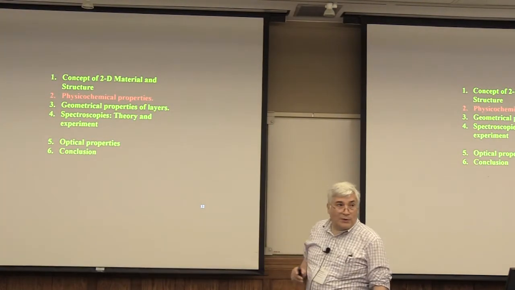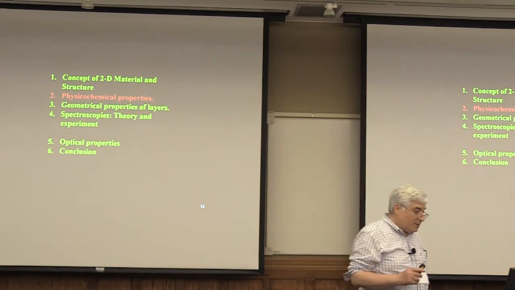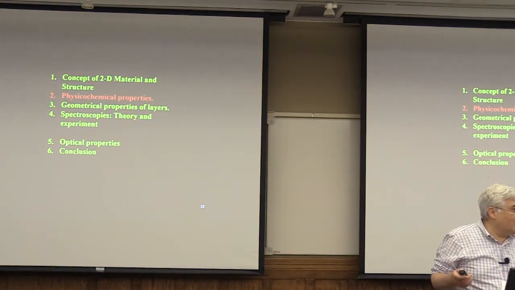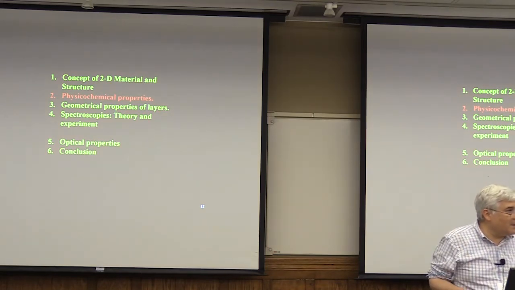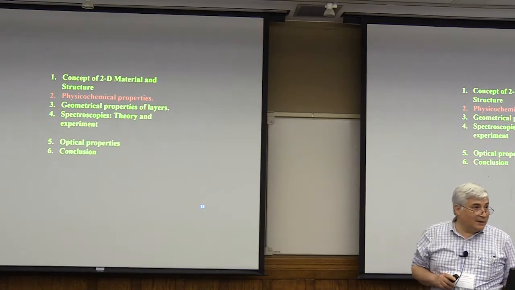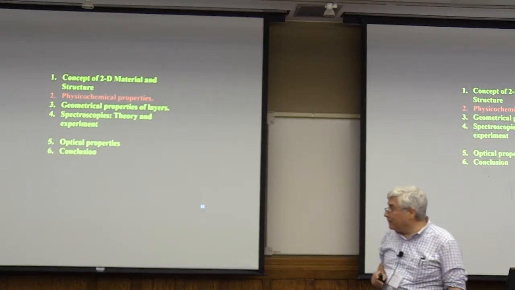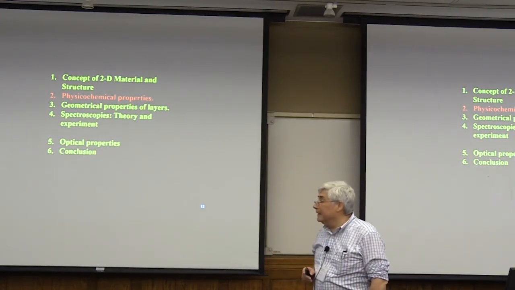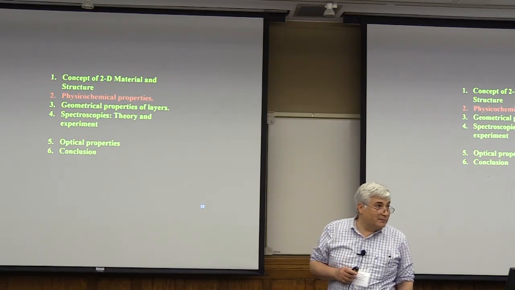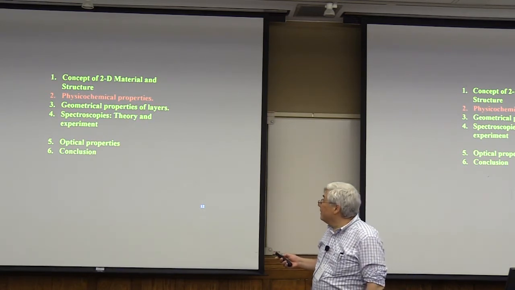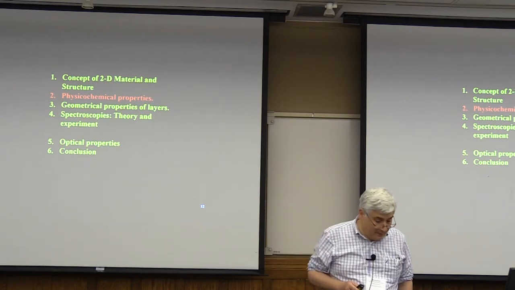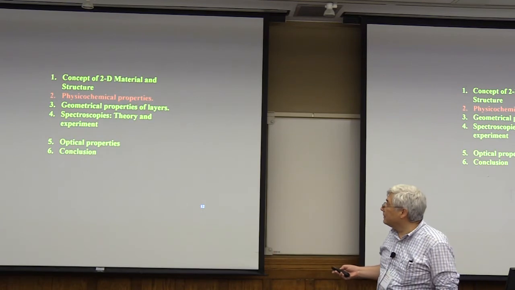Okay, so we have talked a little bit about the structure. There are other systems like rhenium diselenide, where the only symmetry that rhenium diselenide possesses is inversion symmetry. But let's talk about properties, physico-chemical properties.